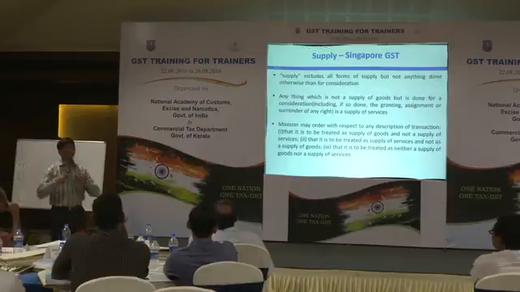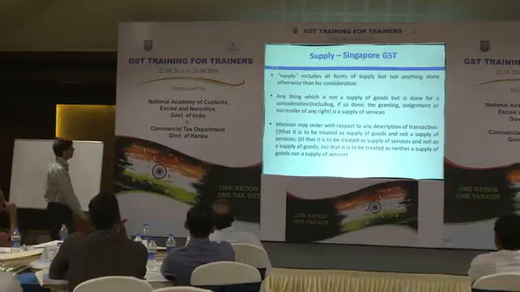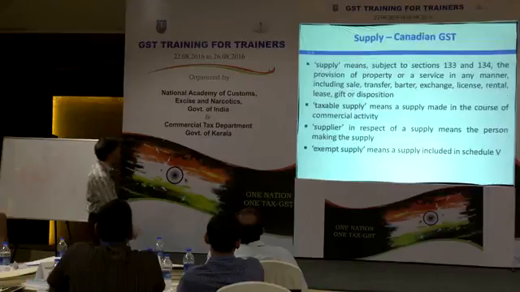Singapore GST is a part of the UK VAT law design. You can look at it. Supply, again, is an inclusive definition. It includes all forms of supply, but not anything done otherwise than for consideration. Anything which is not a supply of goods, but is done for a consideration, including, if so done, the granting, assignment or surrender of any right, is a supply of service. Then the third point is the same thing: the government's power to declare an activity as a service and nothing else, or a supply of goods and nothing else, or neither, but still it may be a subject matter of tax under that statute.